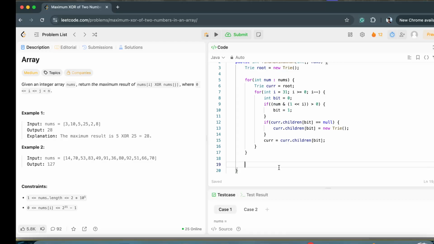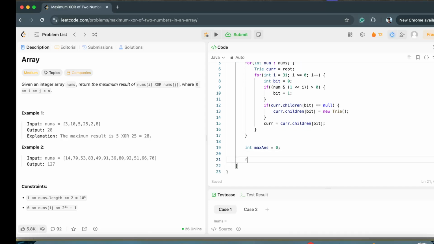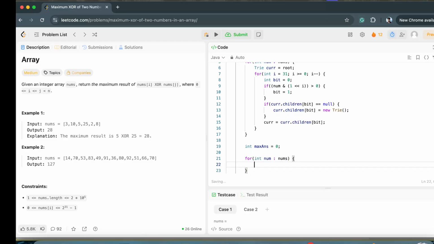Once we build our trie, this is how we can build it, we have to get the maximum between these two numbers. So max answer is something I'll define here. It should be 0 for now. Let's again start going through these nums, int num from nums. Once we get these nums, we have to get the bits also.